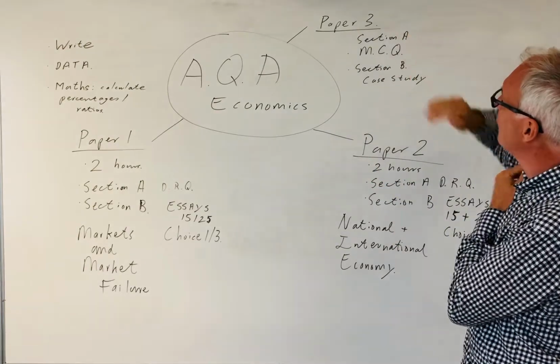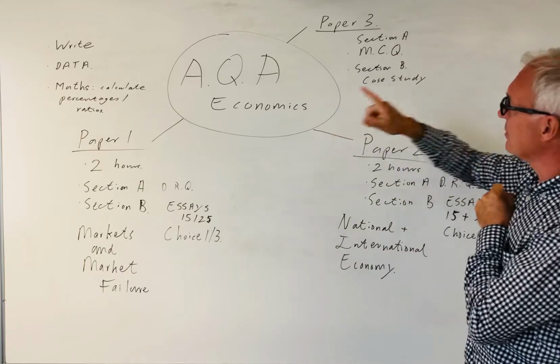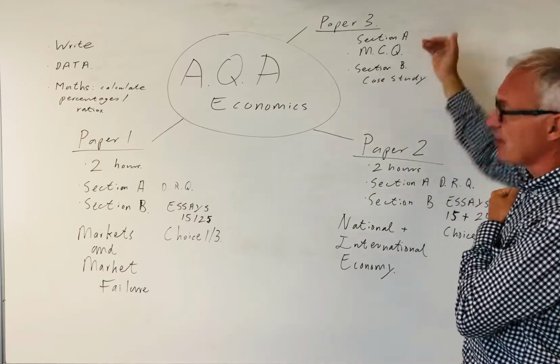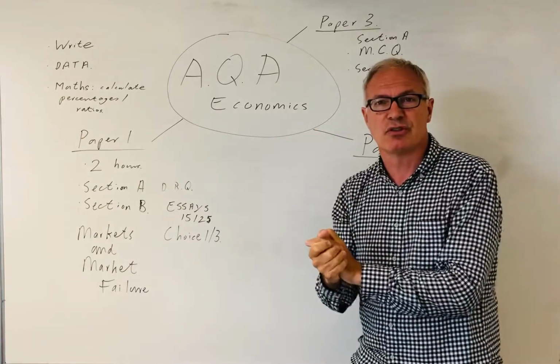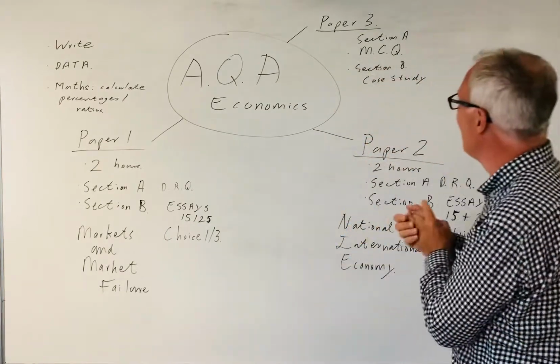And then Paper 3 is combining macro and micro. There's 2 sections. Section A, multiple choice questions. So 1 of the answers is right, you just need to pick it out.